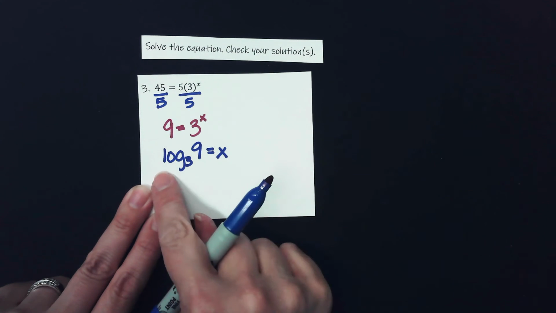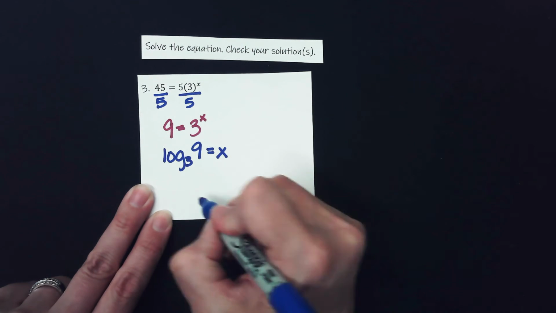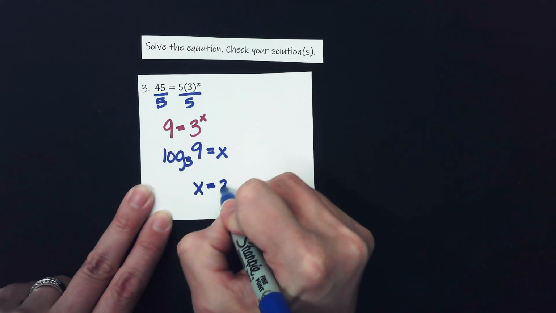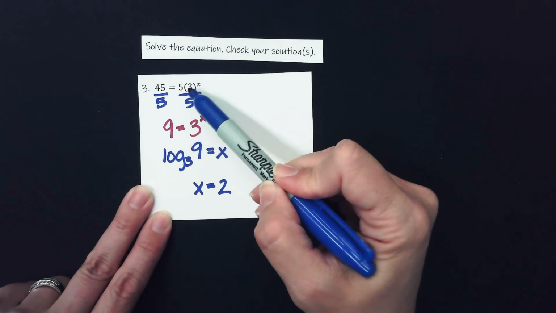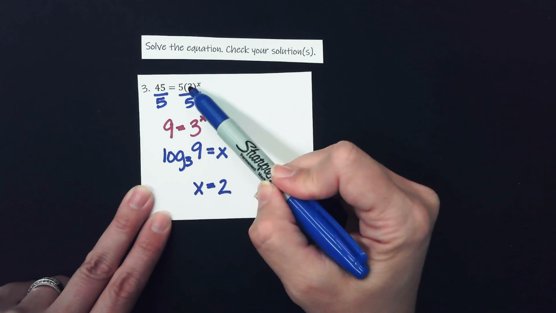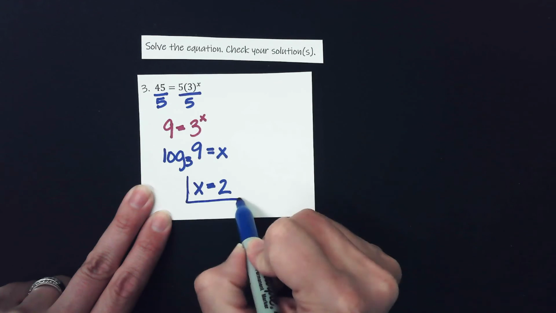Okay, so if you couldn't figure that out from this stage, you could plug this in your calculator, and you are going to get that x equals 2. And you should always check your answer. 3 squared is 9. 9 times 5 is 45, and that does work.